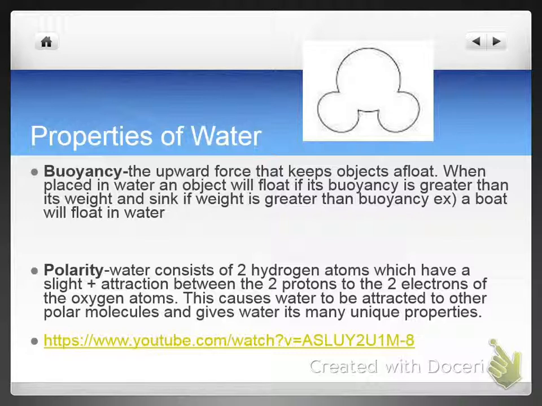as it comes in contact with things. So that extra bit of negative attracts it to other things.